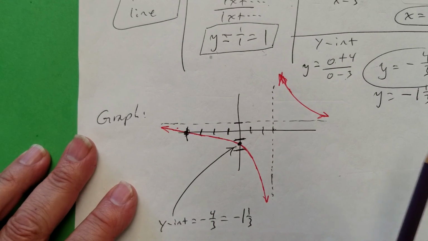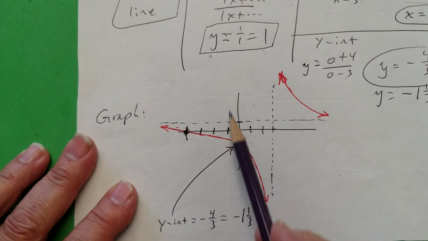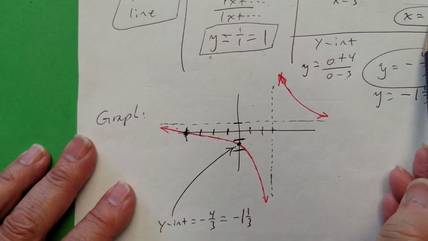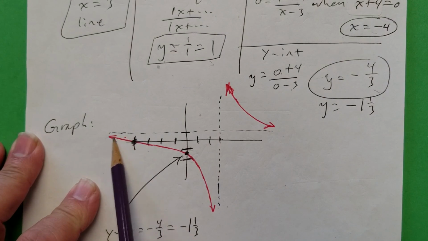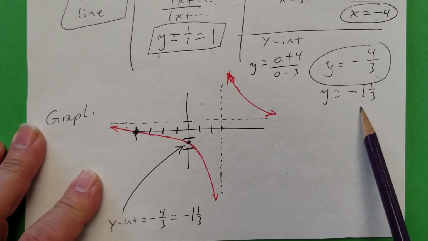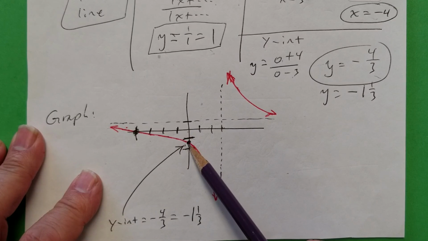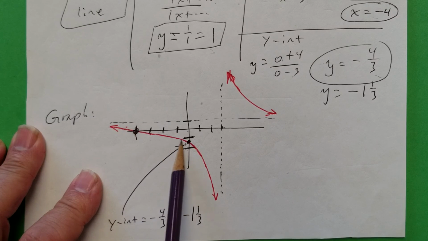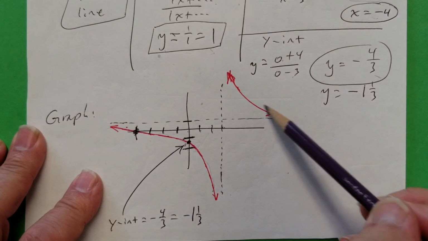Okay? My intercepts are, right, the x-axis, the y-axis, where do I cross them? I cross the x-axis at x equals negative 4, right there. So my graph has to go through there. And the y-intercept is negative 4 over 3, which is negative 1 1/3, about there. So I have to go through here, right? And the other one has to be up here.